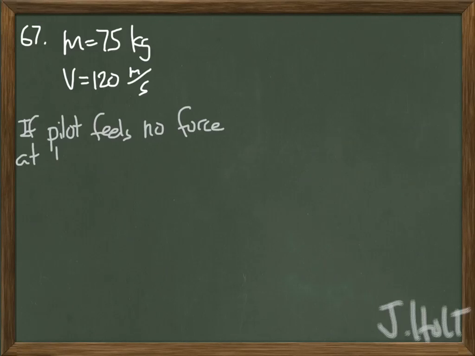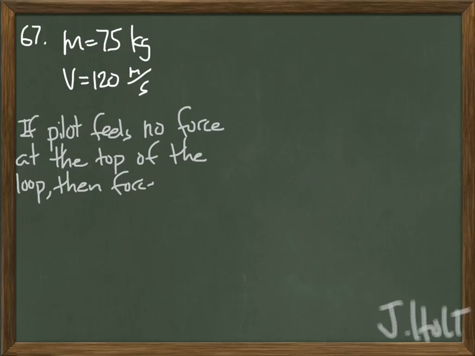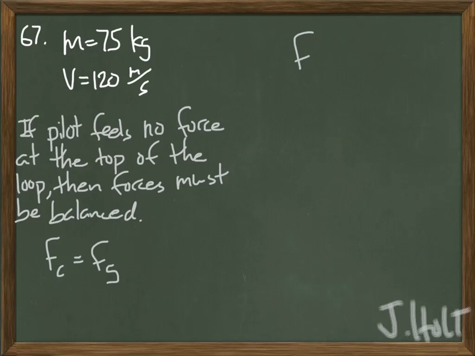So think about what that really means. If the pilot feels no force at the top of his loop when he's upside down, what that really means is that the sum of the forces are equal to 0. In other words, the forces are balanced. So what forces are we balancing anyway? Well, the force pulling him down is the force of gravity. The force pushing him into his seat is the centripetal force.